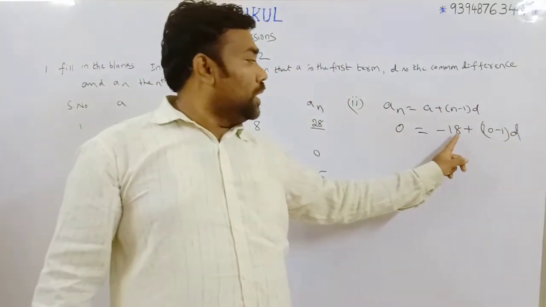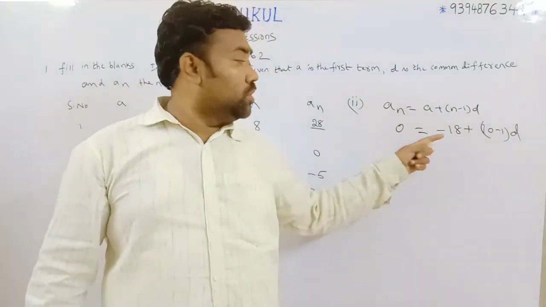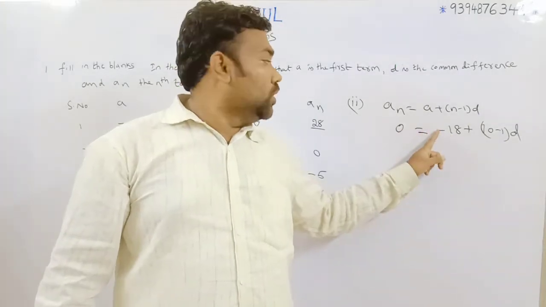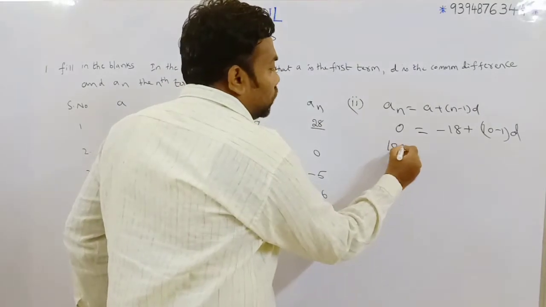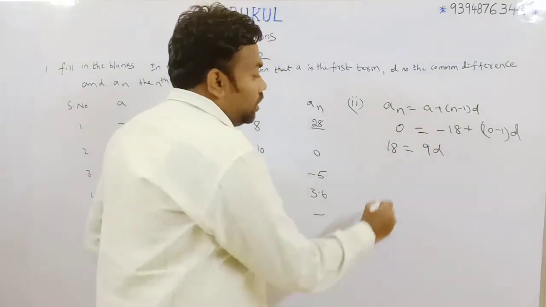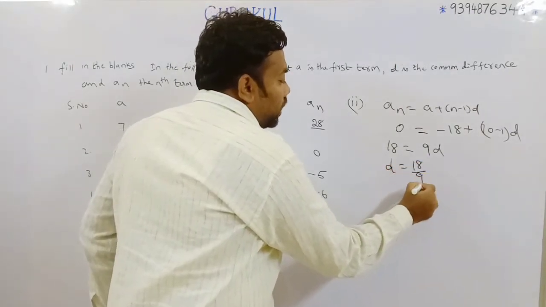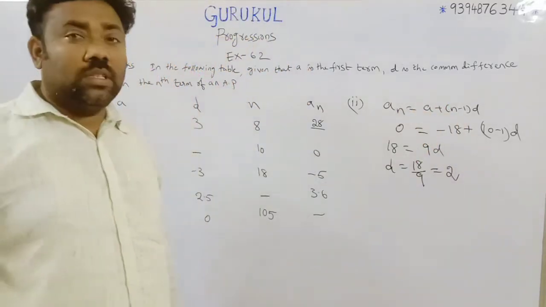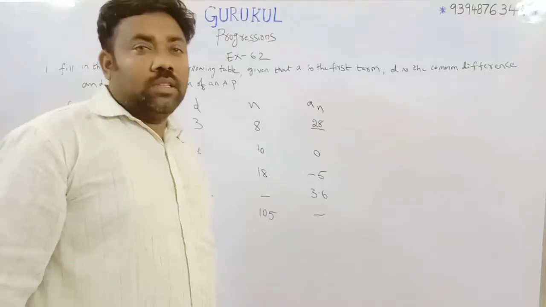Here minus 18 comes to the left side. This negative value changes from negative to positive. So 18 equal to 10 minus 1, 9d. d equal to 18 by 9, that equal to 2. So this is the second one, d equal to 2.